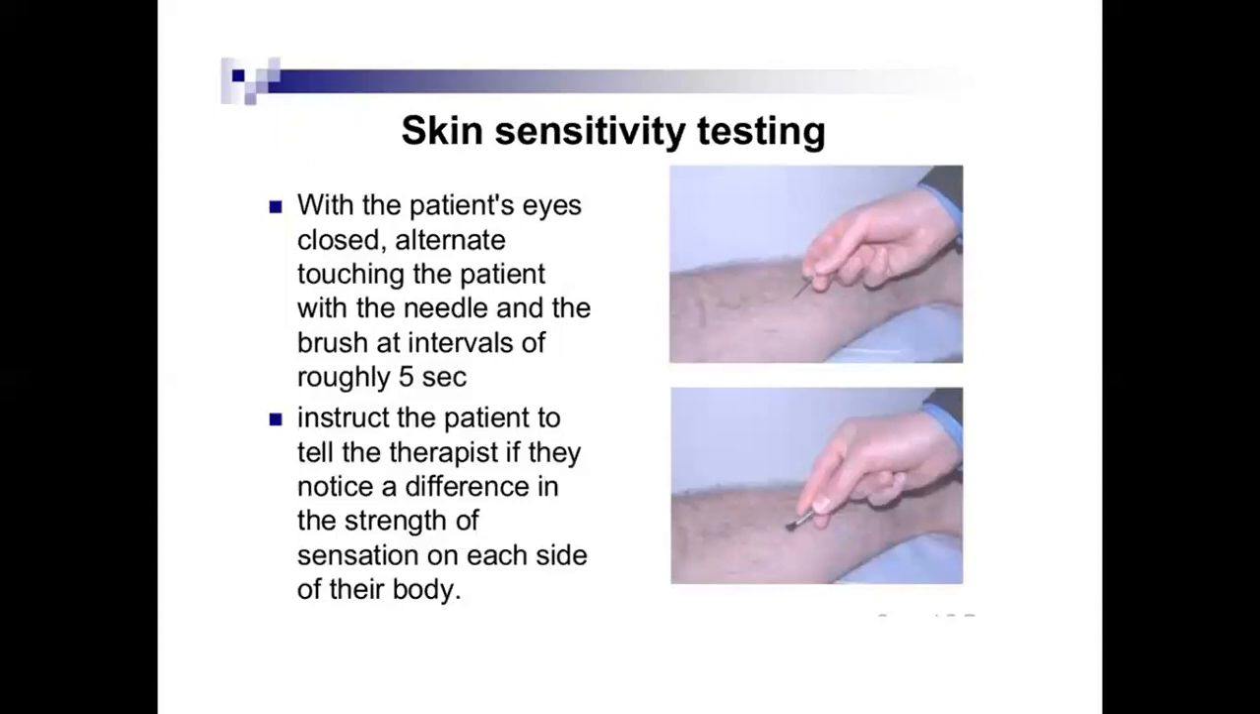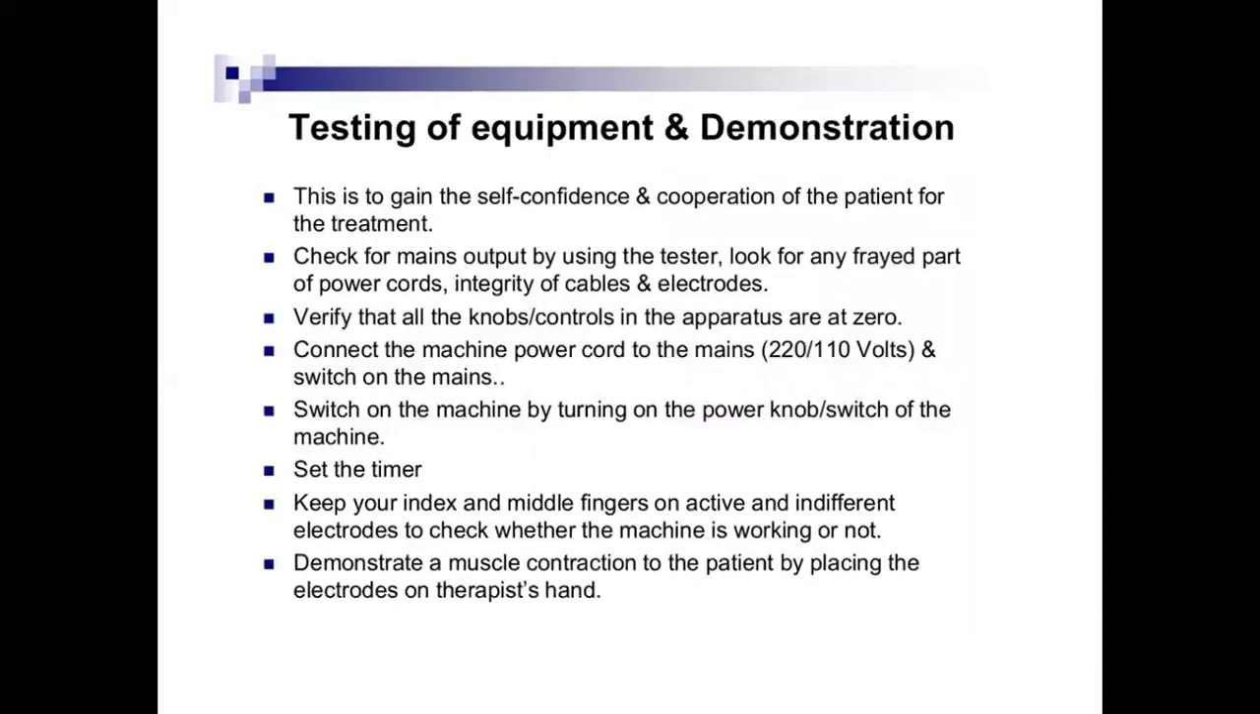With the patient's eyes closed, alternately touch the patient with a needle and a brush at intervals of roughly 5 seconds. Instruct the patient to tell the therapist if they notice a difference in the strength of the sensation on each side of the body. Moving on to the testing of equipment and demonstration. This is to gain the self-confidence and cooperation of the patient for the treatment.